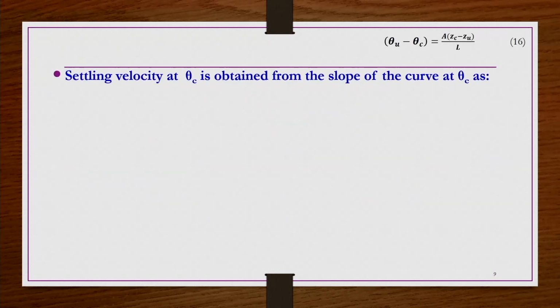The settling velocity at theta c is obtained from the slope of the curve at theta c, as I already did in the graphical approach. At the theta c point, if you draw the tangent, it will intersect the y axis somewhere, and that is known as Z1, and the interface height corresponding to theta c is Zc. So Z1 minus Zc divided by theta c gives the settling velocity at theta c.